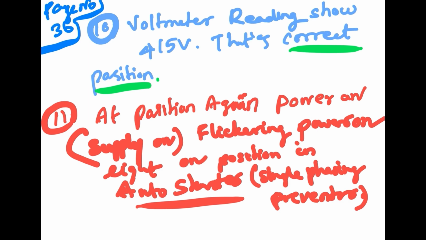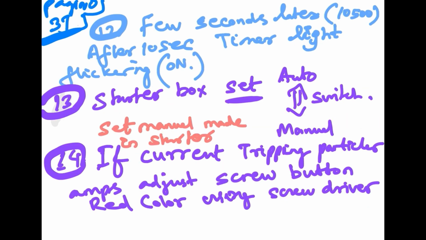That's the correct position. At position second, power and supply on, flickering power on in the auto starter indicates single phasing; the preventer light is on in the auto starter. A few seconds later, after 10 seconds, the timer light flickers on. In the starter box, set the auto manual switch. If the current trips at a particular amps, adjust the red color screw button using a screwdriver.